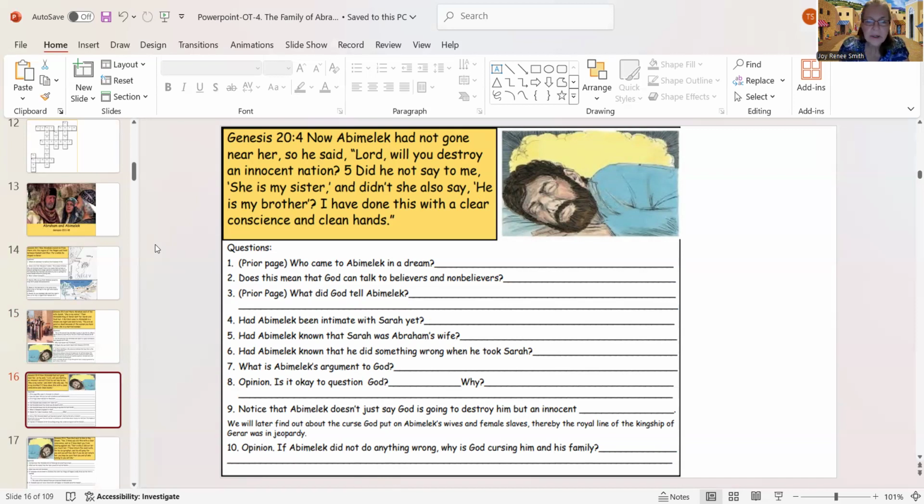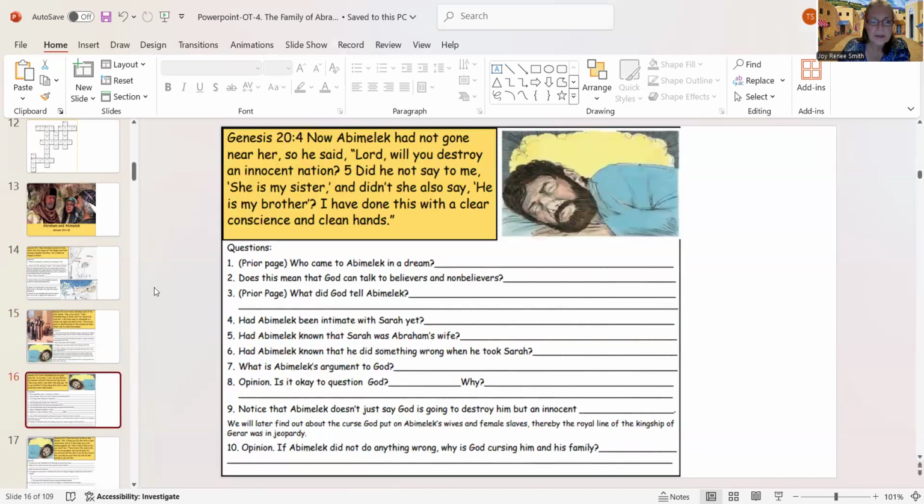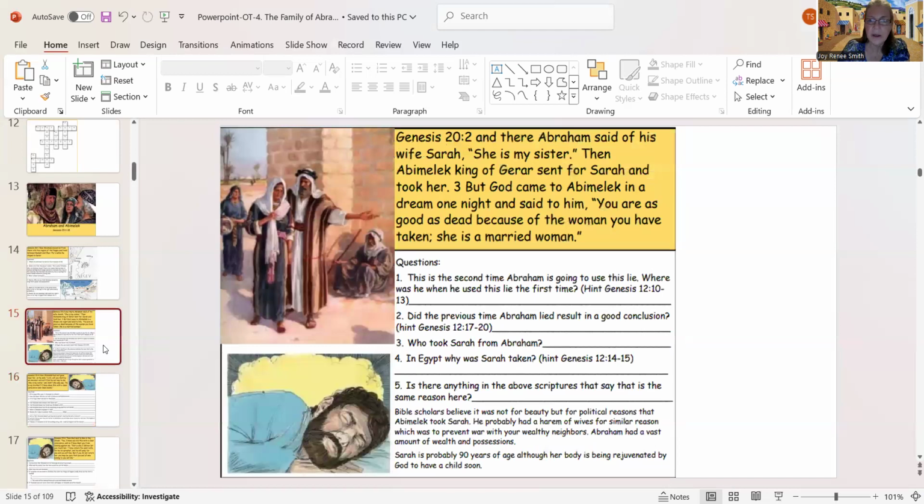Who came to Abimelech in a dream? The Lord did, right? God did, yes. He came to him in a dream. Does this mean that God can talk to believers and non-believers? Yes, he can talk to believers and non-believers. We're all created by him. What did God tell Abimelech? You are as good as dead because of the woman you have taken. She is a married woman.